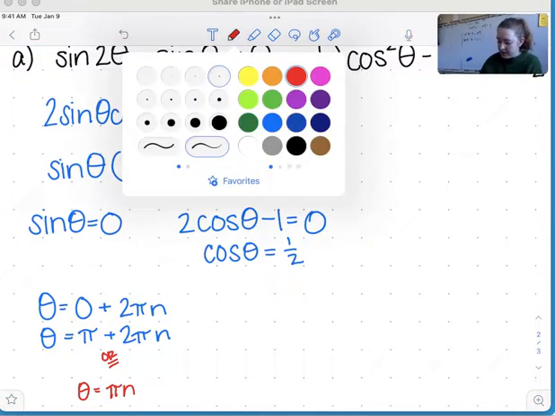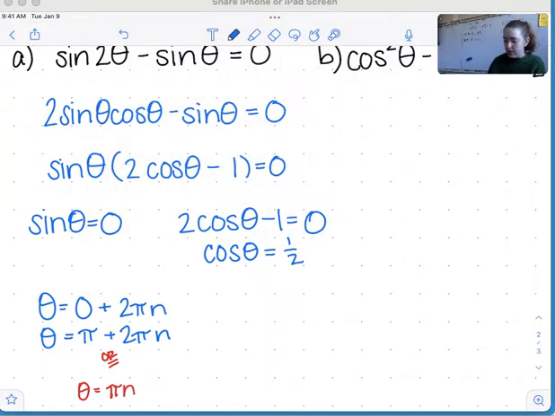Cool, now let's deal with this other side. So where's cosine equal to 1/2? Cosine is equal to 1/2 at pi over 3 and 5 pi over 3. And we'll add 2 pi n to both of those.